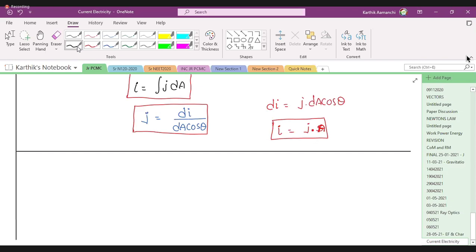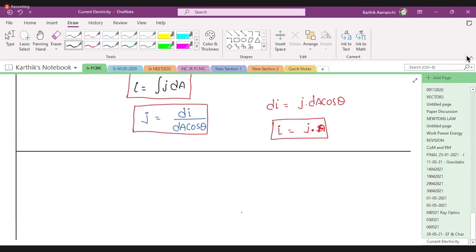If it is going with some velocity, is there any relation for electric field? Or with time, is there any relation for electric field? Or with current or current density, is there any relation with your electric field? Now, this is what we are going to study: how does your electric field change when your charge is moving from one point to another point?